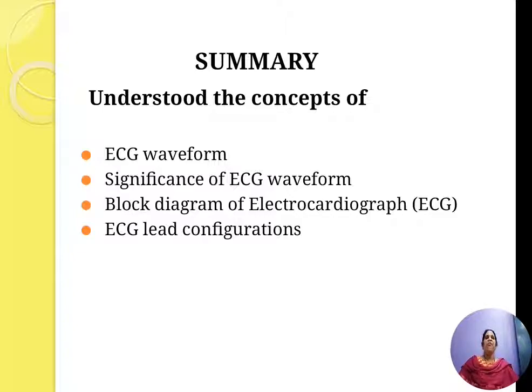Then the placement of electrodes and color codes. There are 5 electrodes placed on 5 locations on the body of the patient to record the ECG: right arm, left arm, right leg, left leg, and chest. For the right arm, we use the white color electrode. For the left arm, we use black. For the right leg, it is green, for the left leg, it is red, and the chest is brown. So these are the different color codes used for connecting the electrodes to the body of the patient.